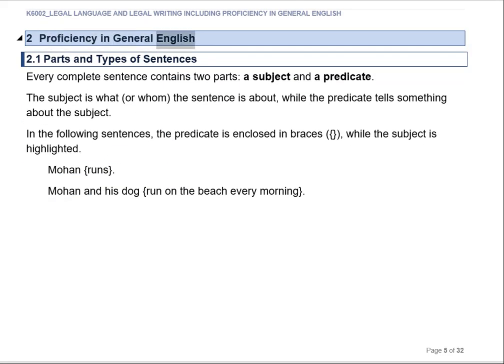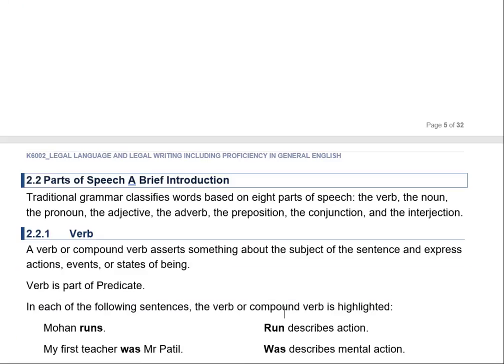Proficiency in general English. Parts and types of sentences. Every complete sentence contains two parts, a subject and a predicate. The subject is what, or whom, the sentence is about, while the predicate tells something about the subject. In the following sentences, the predicate is enclosed in braces, while the subject is highlighted. Mohan runs. Mohan and his dog run on the beach every morning.